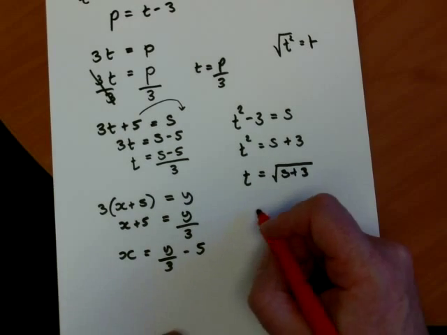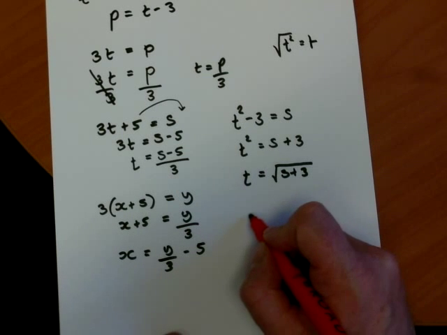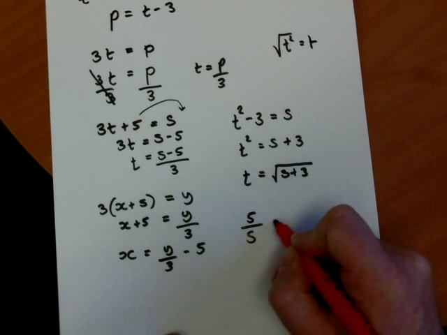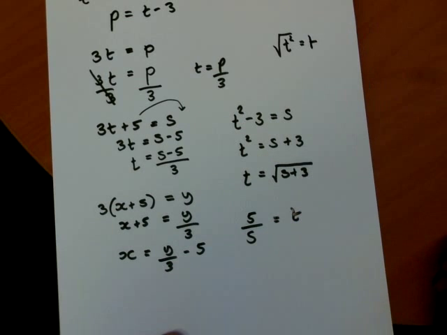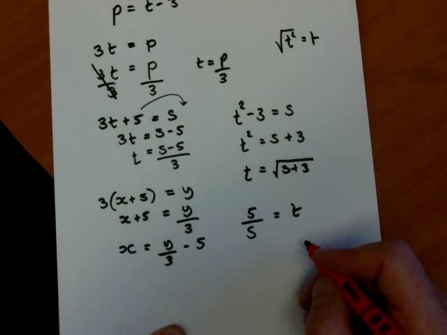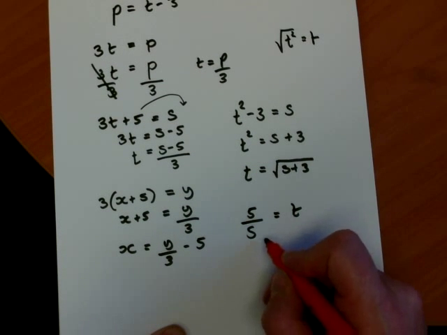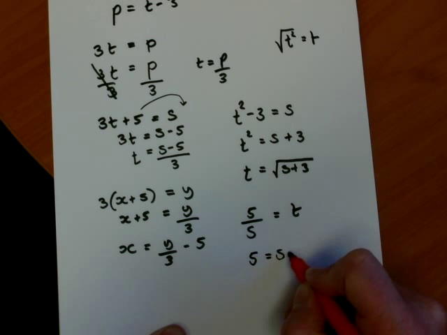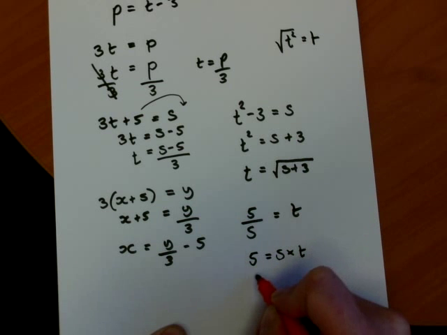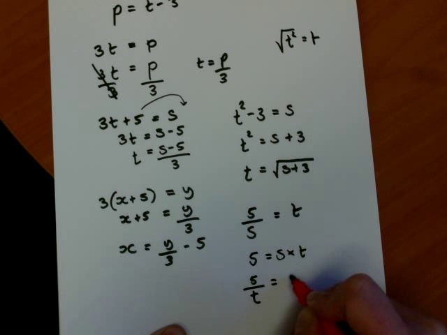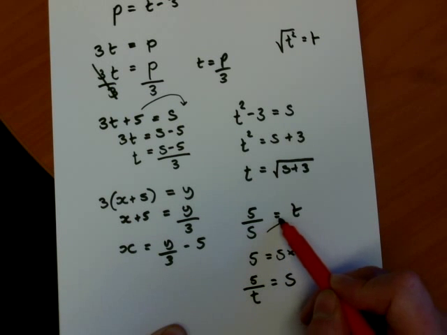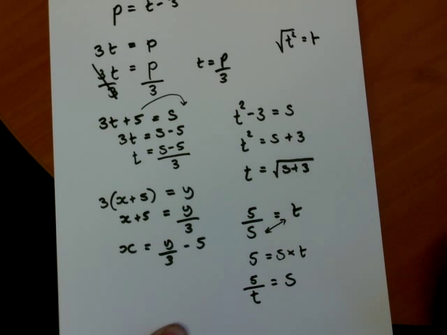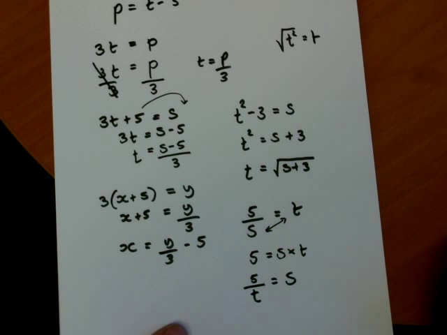Finally, we'll show you how to deal with a fraction. Suppose we had 5 over s equal to t, and I want to make s the subject. Then the s can go to the opposite side. 5 equals s times t, and then the t can come underneath the 5 as a divider. 5 over t equals s. You might have noticed that this can be done very quickly simply by swapping over the s and the t.